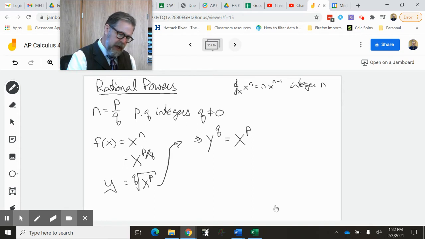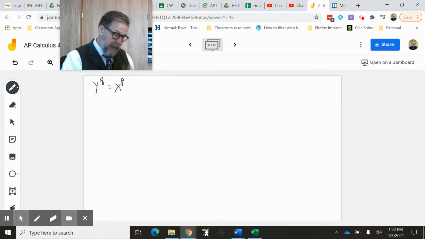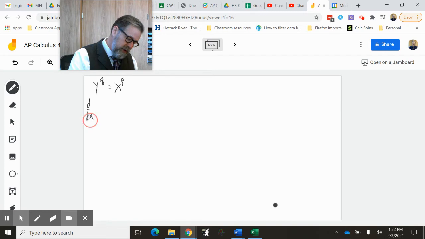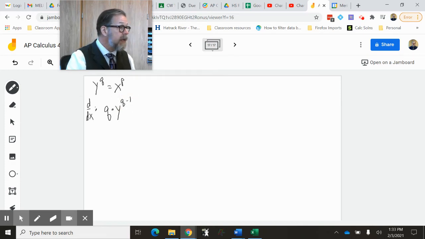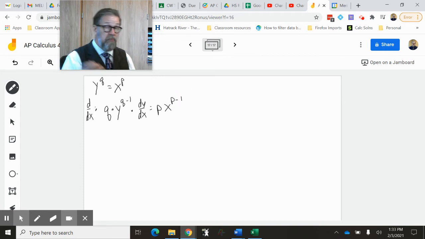I'm going to go to the next page just to give myself lots and lots of room. y to the q equals x to the p. So I'm going to take the derivative of both sides. The derivative of y to the q, since q is an integer, is q times y to the q minus 1 times the derivative of y with respect to x, and the derivative of x to the p is p times x to the p minus 1, since p is an integer, and we'd already proved that it worked for integers.